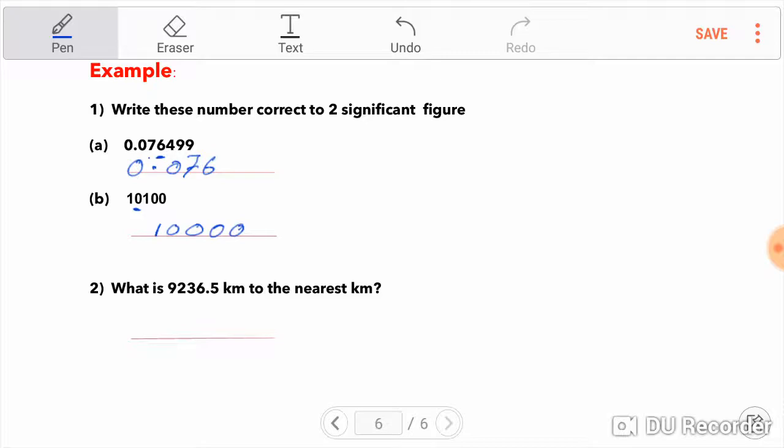What is 9,236.5 kilometers to the nearest kilometer? Nearest kilometer means whole number. 6 is in the unit column and the next digit is 5, so we round up. 9,237.